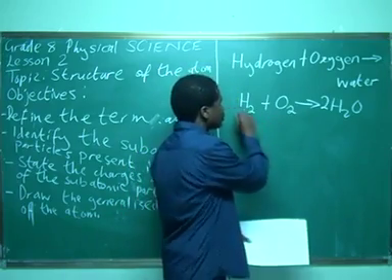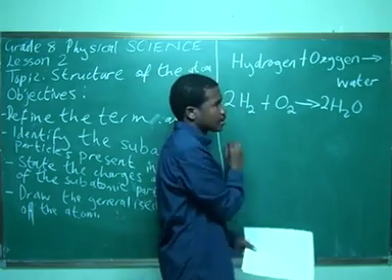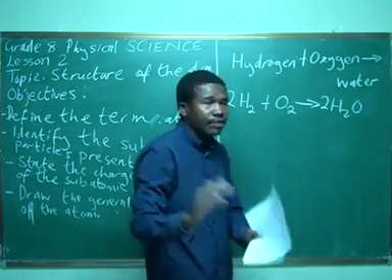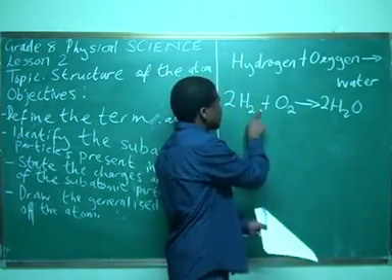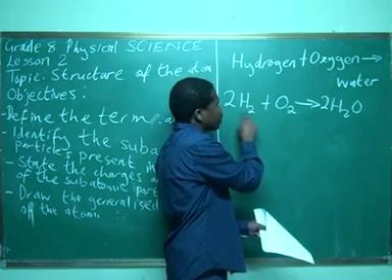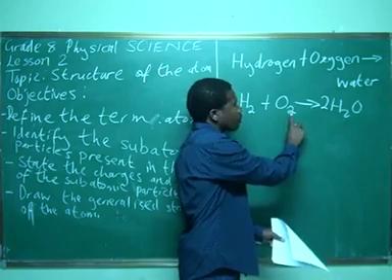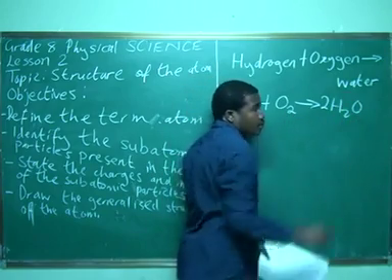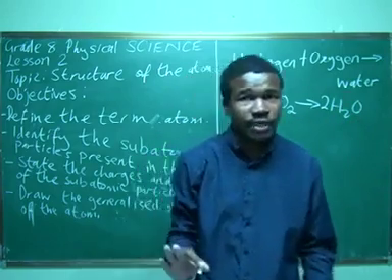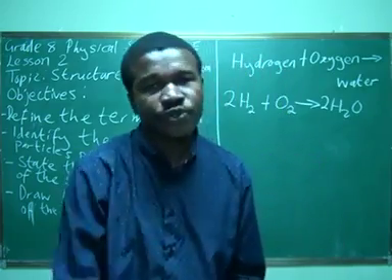But to write this equation properly, it must be like this, because there is a way of counting electrons. These ones are atoms. So if here we have 4 hydrogen atoms, here we have 4, here we have 2 oxygen atoms, here we also have 2. That is not the crux of our lesson, but it's just important for you to know this.